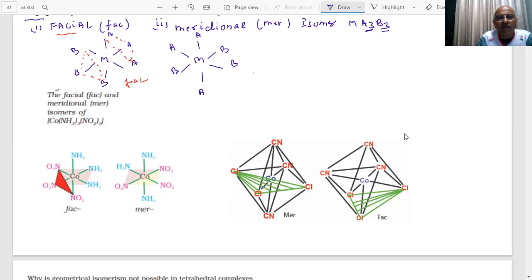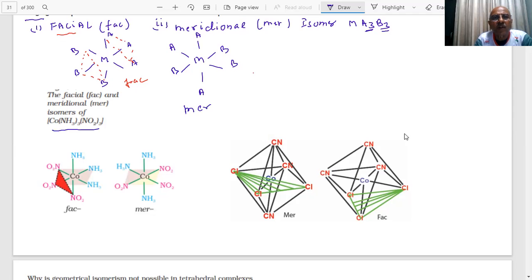This is called the mer isomer, students. So there are two isomers. One is FAC and the other is mer. Mer is called meridional and FAC is called facial, students. The question was given: write the FAC and meridional isomers of these.